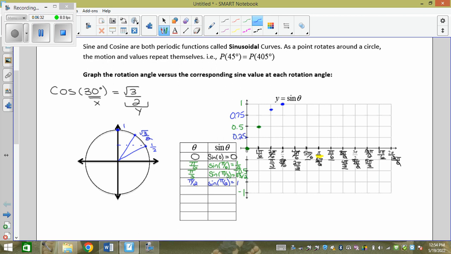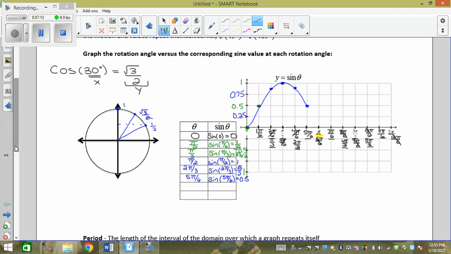Okay, then my next one is 2 pi over 3. What is sine of 2 pi over 3? √3 over 2. So we're back down to 0.866 again. Then I do 5 pi over 6. Sine of 5 pi over 6 is 1/2, or 0.5. So we're back down to here. So far our graph is doing this. And it rounds, it doesn't make a peak like a mountain, it rounds like a hill. And then you go back down to pi.